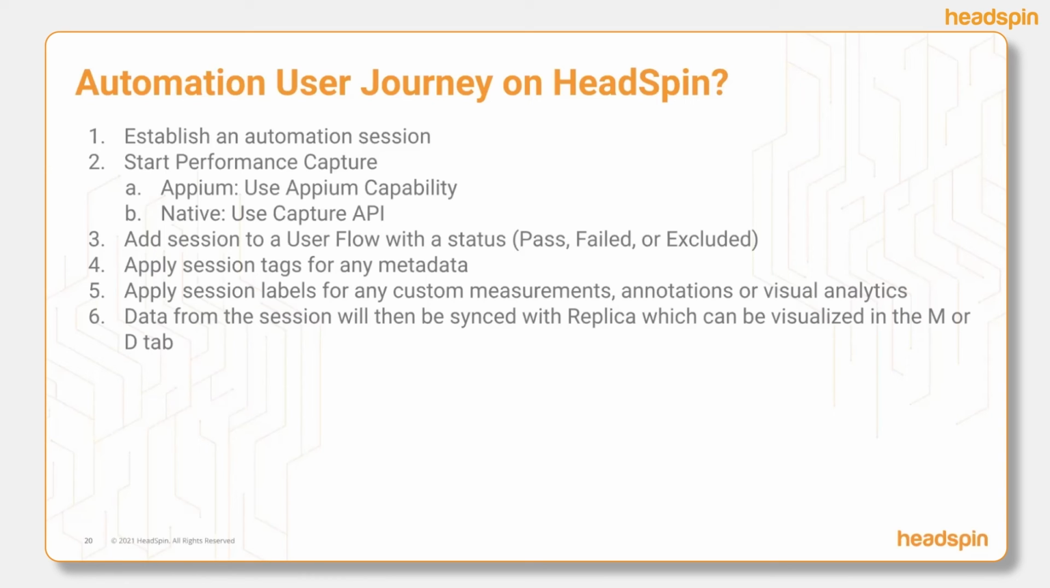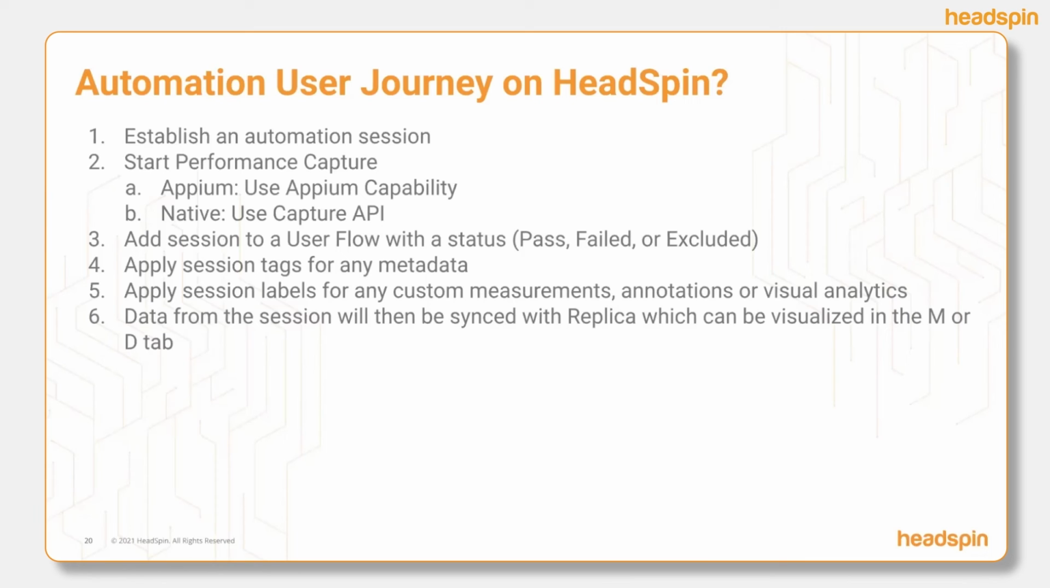So after you've run a session, you have that performance capture. It's appended to a user flow. Now you're adding your custom data, whether it be session labels or session tags. And then from there, all that data will be synced with Replica and can be visualized in either the M or D tab.